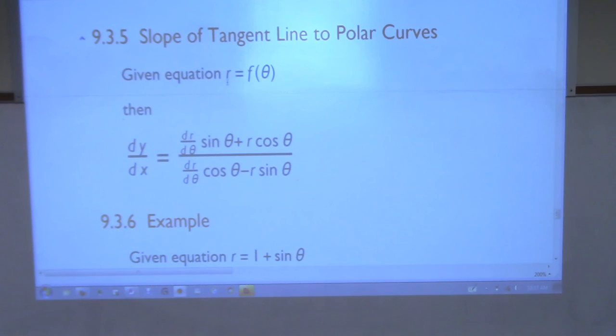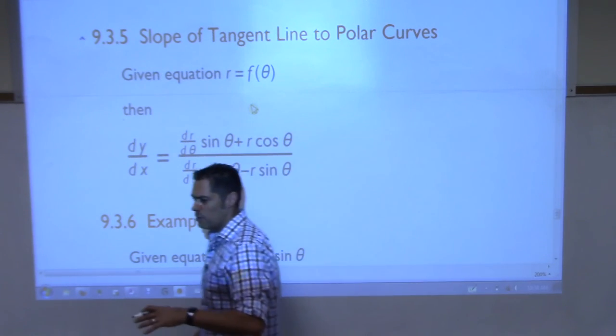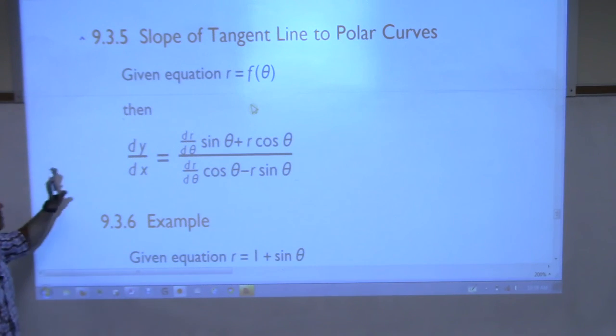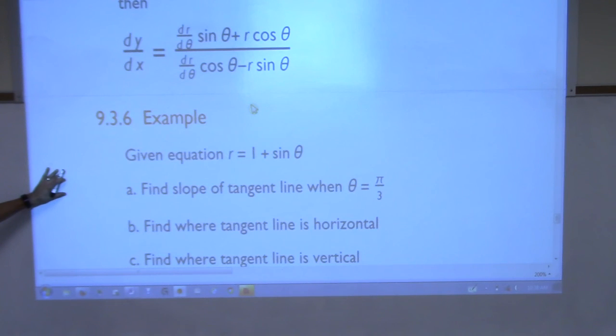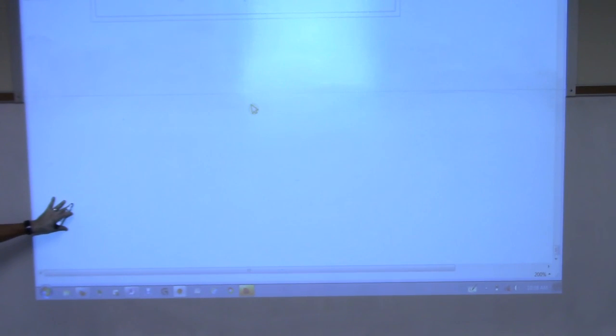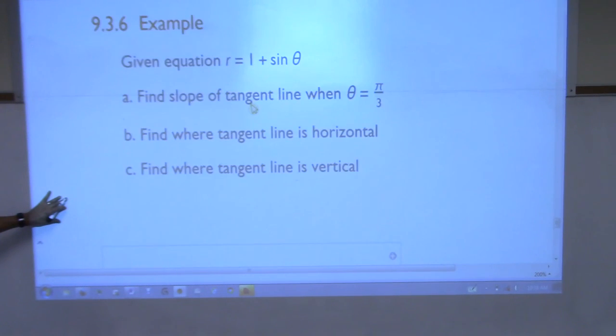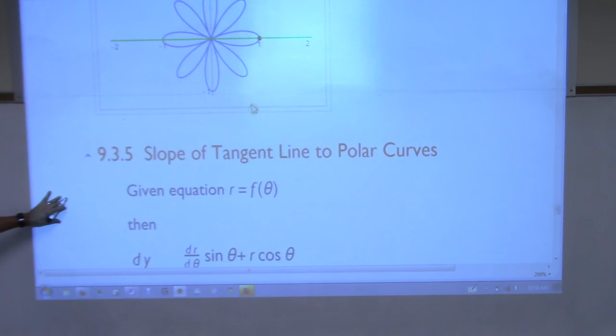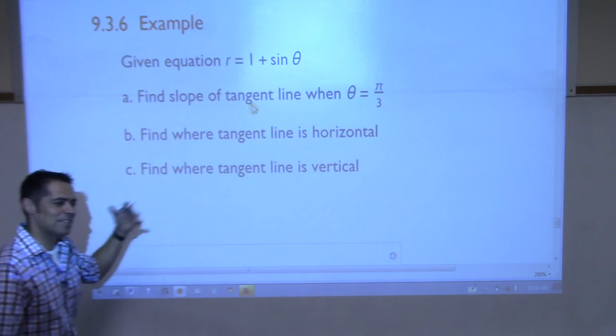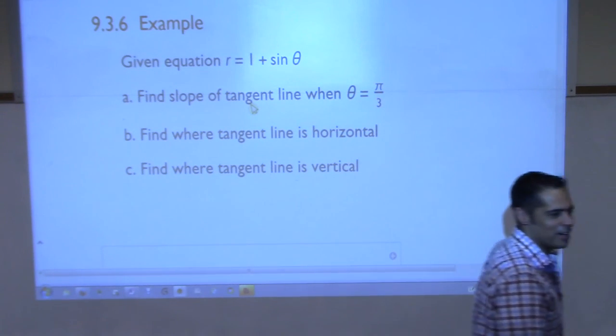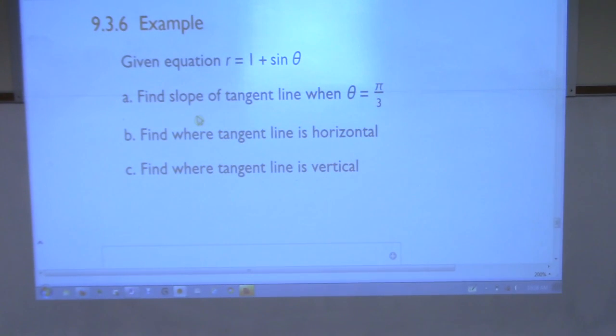Next class I'm going to talk a little bit about the graphs of polar equations. We're going to talk about calculus on polar. We're going to take tangent lines on polars and do areas on polars. That's it. Oh, wait, this is 9.3, the next section. 9.4 is the areas and arc length. All right, everyone. Have a good day.